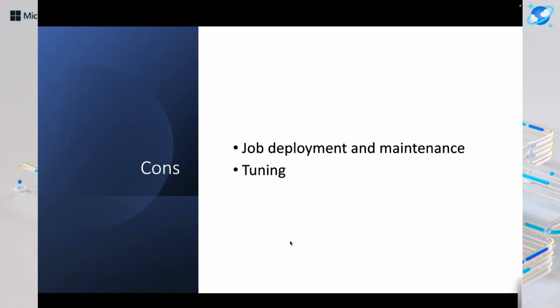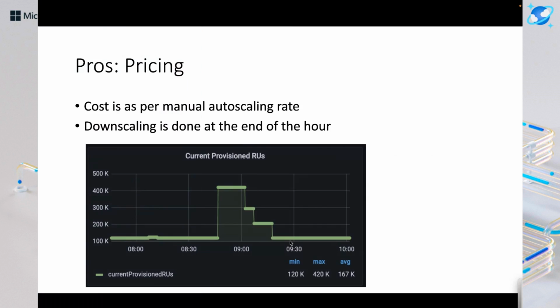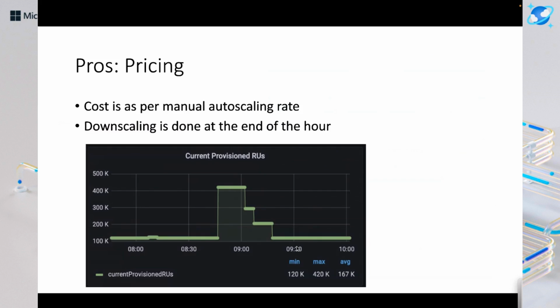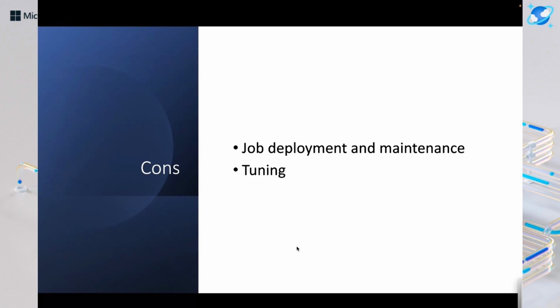However, this approach does have some disadvantages also. As you may have realized, one is that we have to maintain the job, we have to deploy it, and we have to take care that the job is running continuously. Another thing is all these configs that we are setting. Even though we have got a lot of control, it is very important that these configs are set correctly, and for this, it does require a bit of experimentation. So it does take some time to set the right value of the configs.